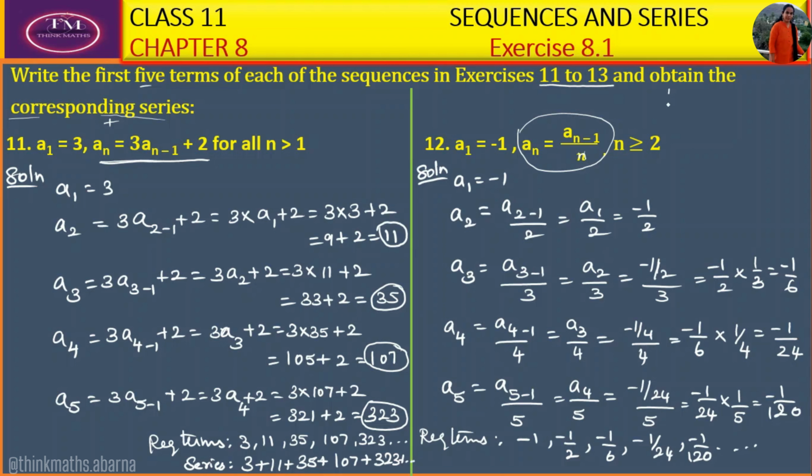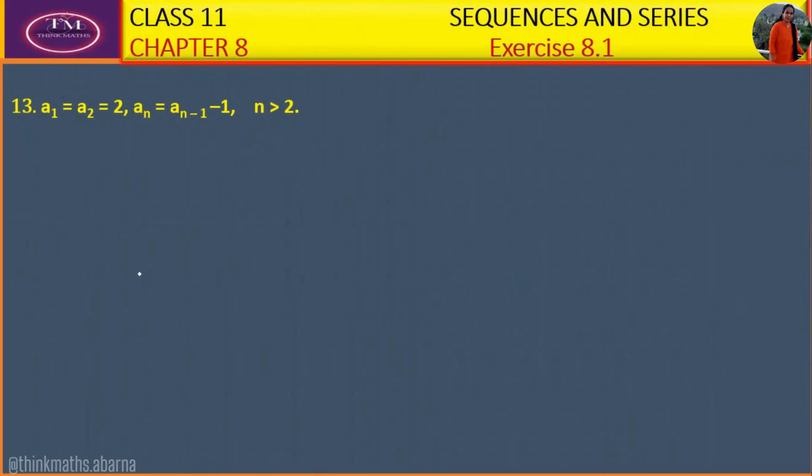These are the terms. What about the series? Let me write here. How to write the series? In between the terms, you have to insert the plus sign. So it is minus 1 plus minus 1 by 2 plus minus 1 by 6 plus minus 1 by 24 plus minus 1 by 120. Okay, this is called a series. Clear?